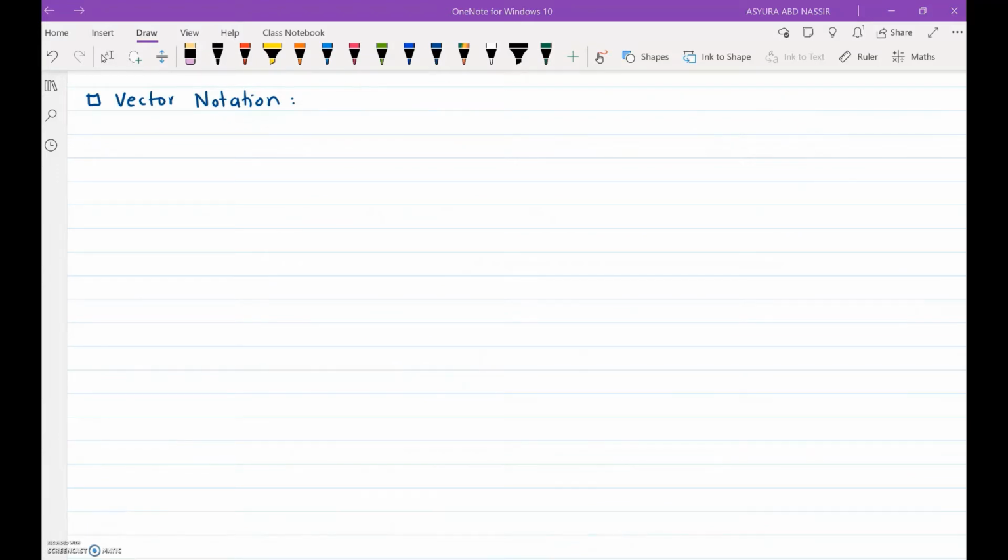Let's continue with vector notation. If we interpret the vector geometrically, let's say we have a point to another point. The first point is A, the second point is B. This line segment represents the vector from point A to point B. The first point A we call the initial point, while the point B we call the terminal point.